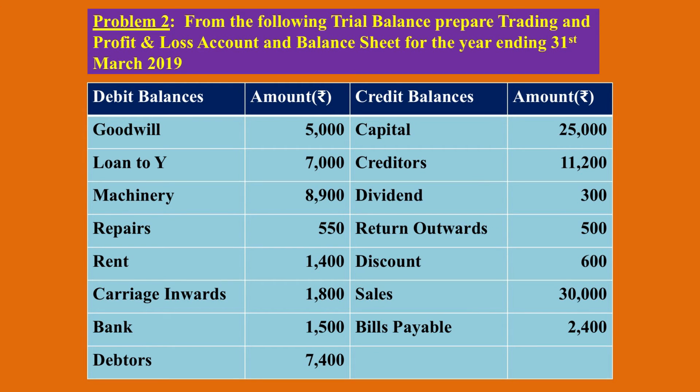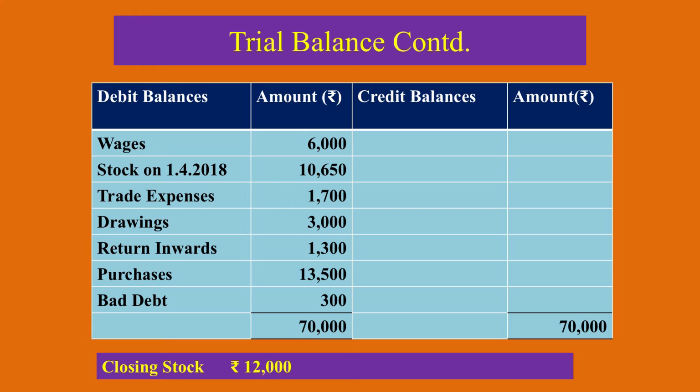The credit balances given to us is capital 25,000, creditors 11,200, then we have dividend of rupees 300. Dividend is given on the credit balance, so please mark that. Then we have return outwards 500, discount, it's given on the credit side, so credit balance, that is 500. Sales, the amount of sales given to us is 30,000. Bills payable given to us is 2,400. Now, so the total of the debit balances and credit balances given to us is 70,000. You are also given the value of closing stock outside the trial balance, that is given rupees 12,000.